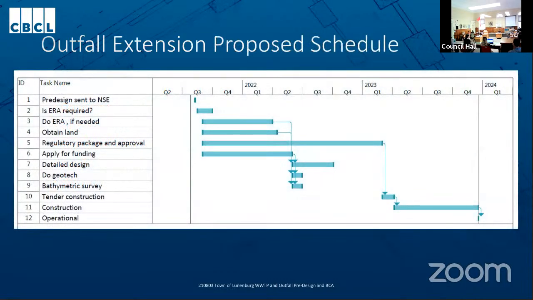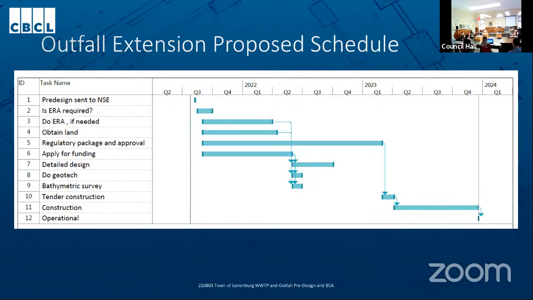And so in terms of possible timing, we've laid these out on a Gantt chart. And the longest lead time items are the regulatory package, as well as the funding application. But the ERA could also be necessary in that time too, depending on what NSE says about that.